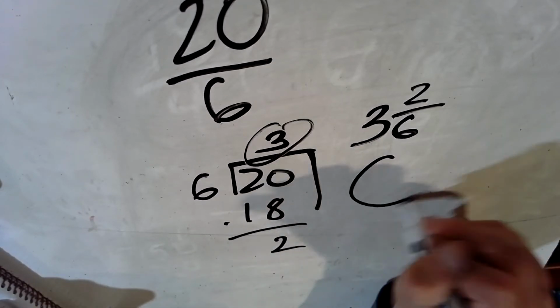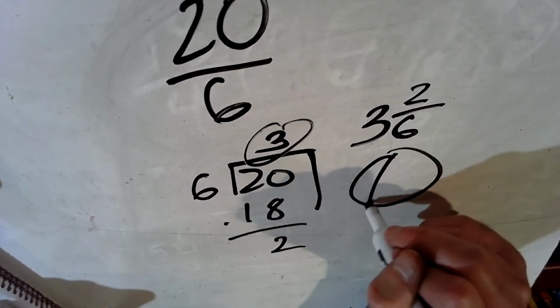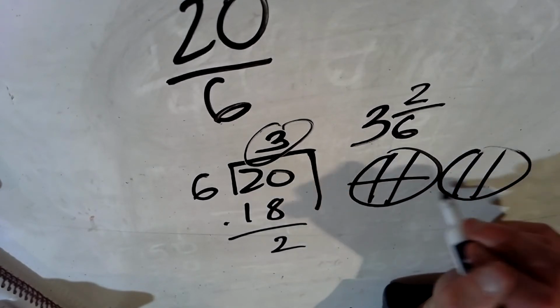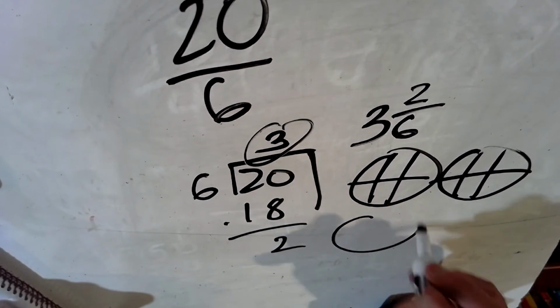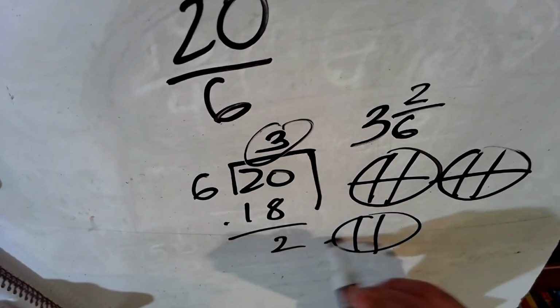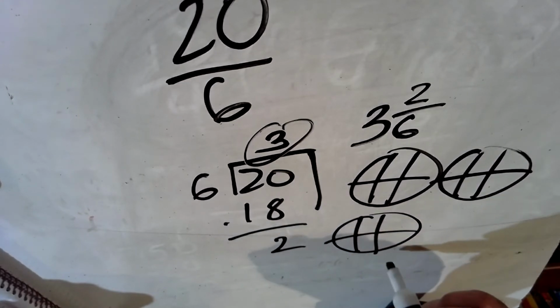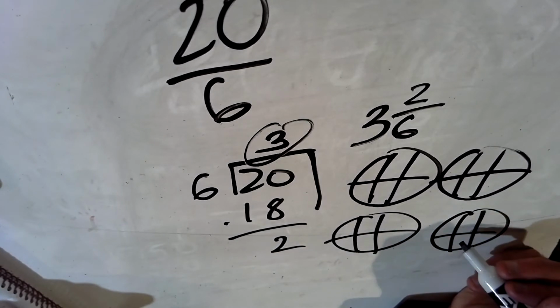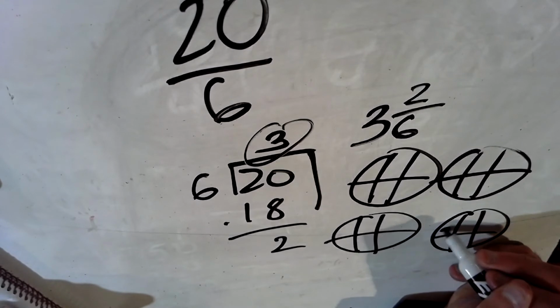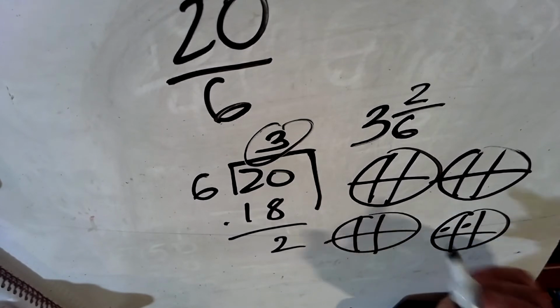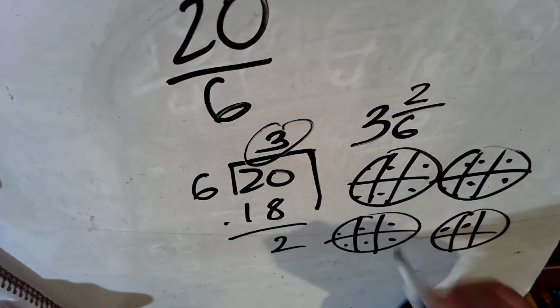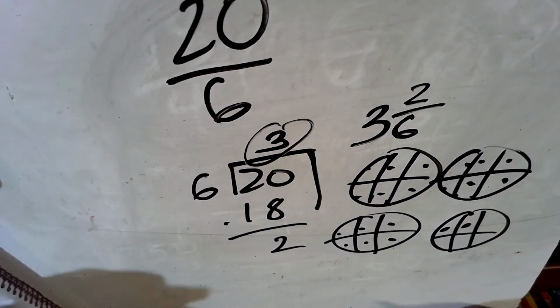Because if you took 6/6, 12/6, 18/6, 19/6, 20/6, so we have 3 wholes with 2/6 left over, 3 2/6.